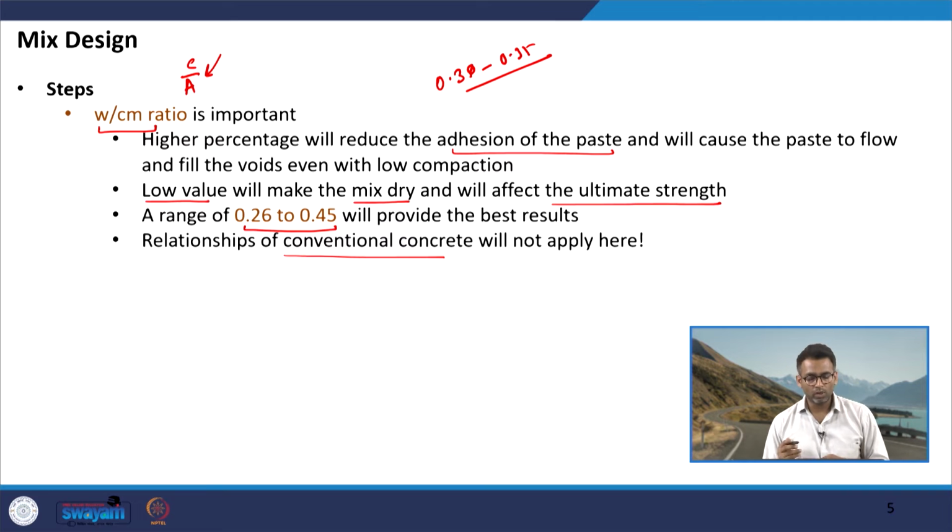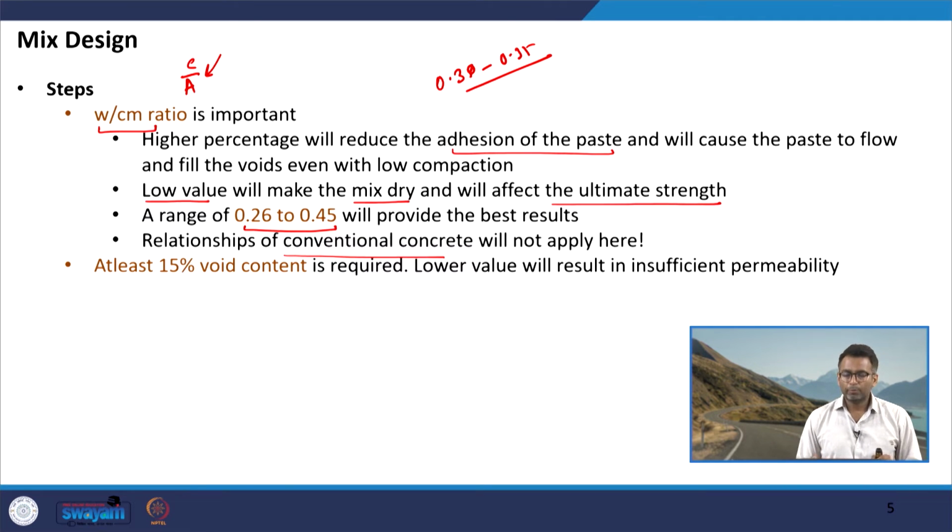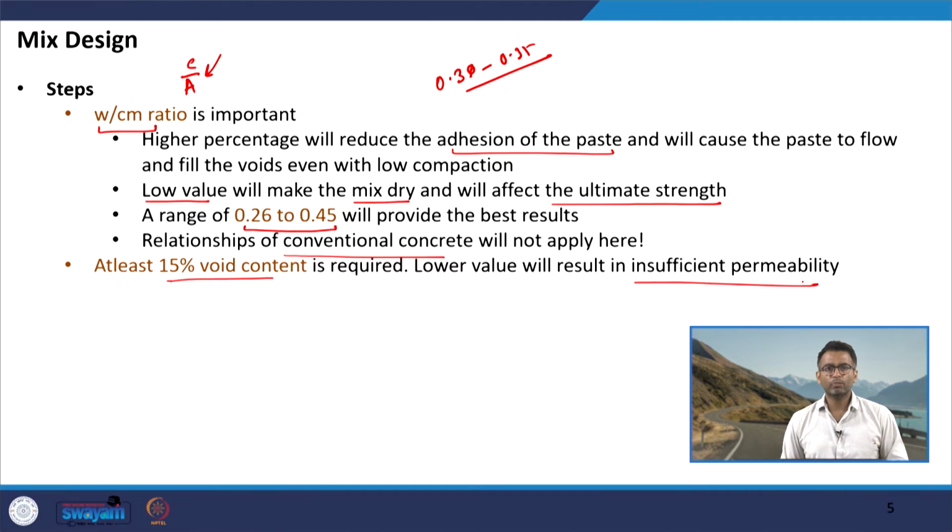Talking about the void content, as I said that the void content ranges from 15 to 35%. So, minimum 15% is required to actually call it as a pervious structure. If the void content reduces, water will not specifically flow from the interconnected pores, and the main reason of producing this mix is not met. Okay. So, a lower value will result in insufficient permeability.